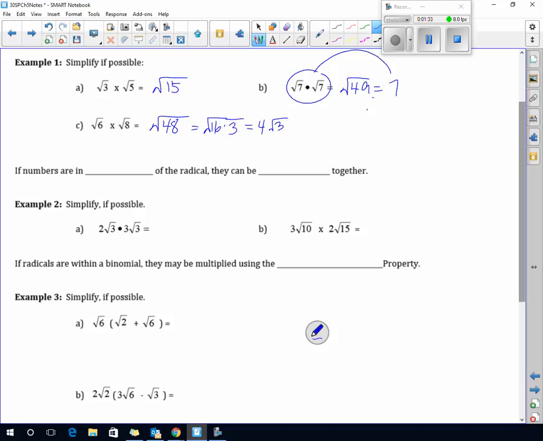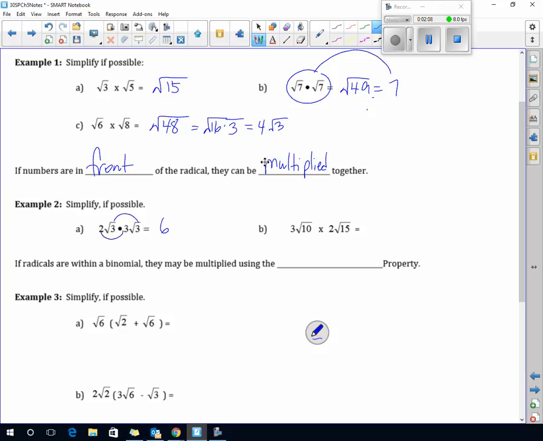If numbers are in front of the radical, they can be multiplied together. So, 2 root 3 times 3 root 3, the 2 and the 3 that are outside or in front get multiplied and I get 6. And then root 3 times root 3 can get multiplied. You could say it's root 9, but would I put root 9? I would not put root 3. I would put just a 3, and I would get 18.